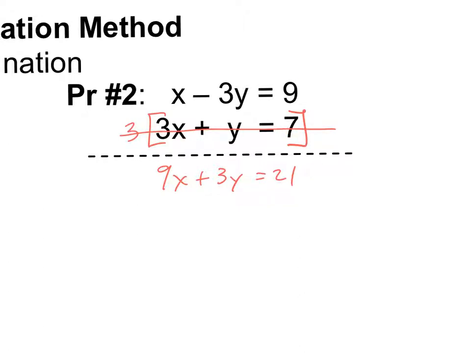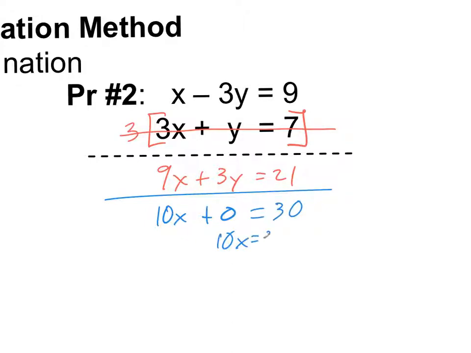Well, now look at these two equations. So now the negative 3y and the 3y, now those will just cancel right out. So I'm going to change colors here so you can see the next step. So x and 9x, that makes 10x. Negative 3y and positive 3y, well, doesn't that make 0? And 21 and 9, that makes 30. Well, that means that we have 10x equals 30. Divide both sides by 10. And x equals 3. Boom.